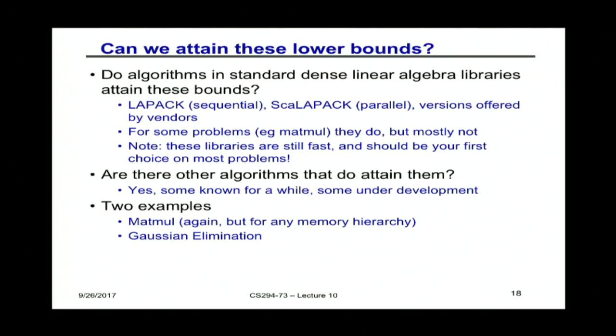But for some problems, like matrix multiplication, the lower bound cannot be achieved yet. So even though sometimes the algorithms in these libraries don't achieve the lower bound, in practice they are still very fast. So let's go deeper into two examples to look at the further optimization of matrix multiplication and Gaussian elimination.